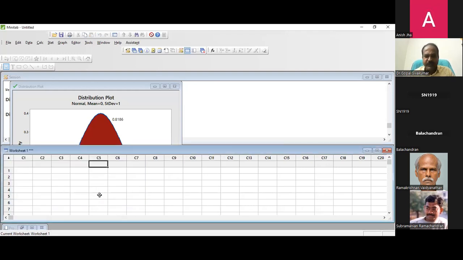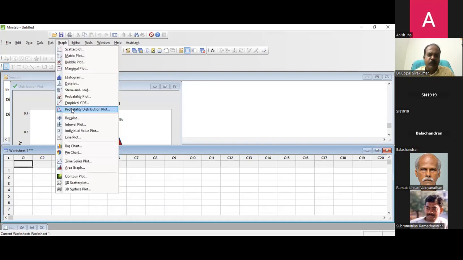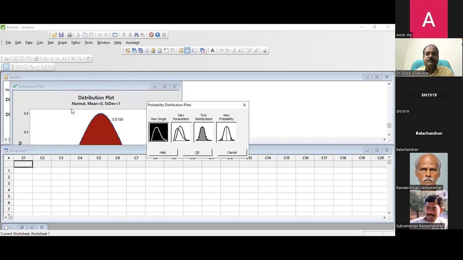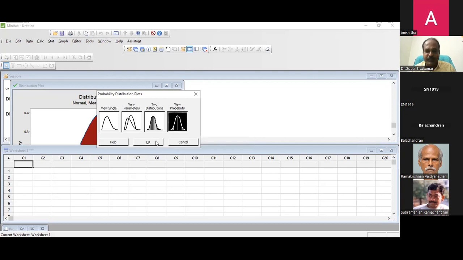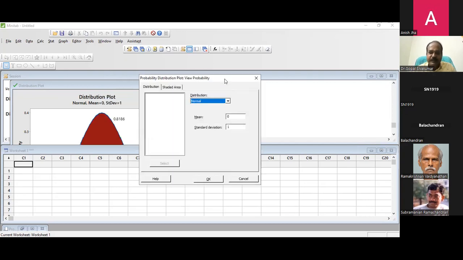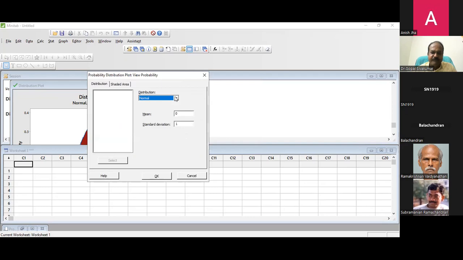Can you see Minitab here? Yes, sir. Please go to Graph, then Probability Distribution Plot, and choose View Probability. And the mean is 80.